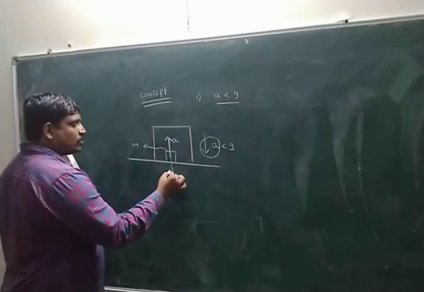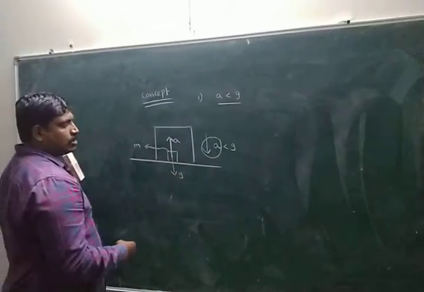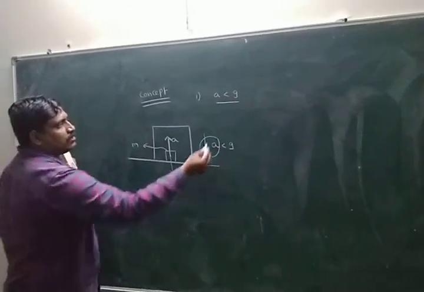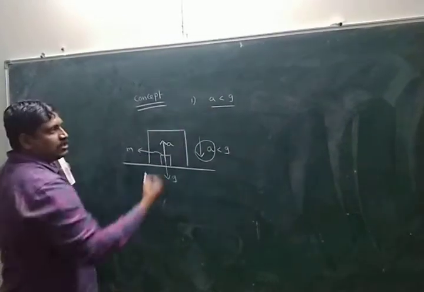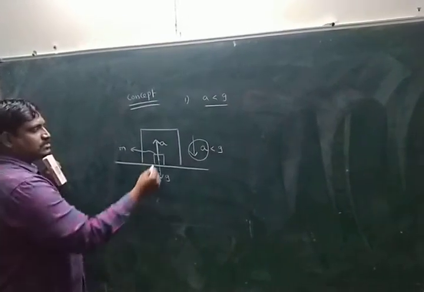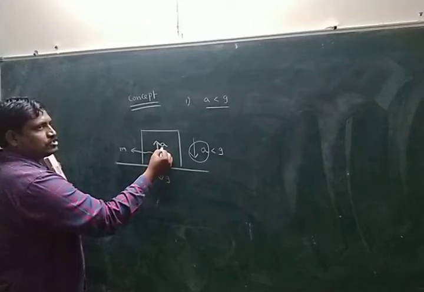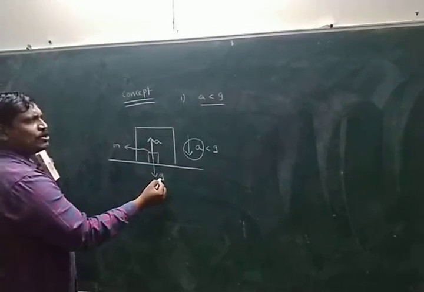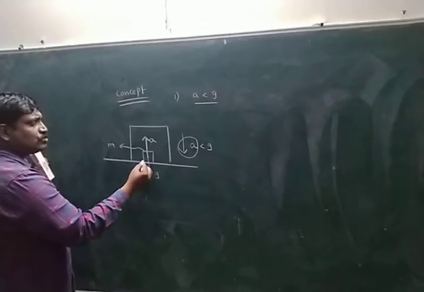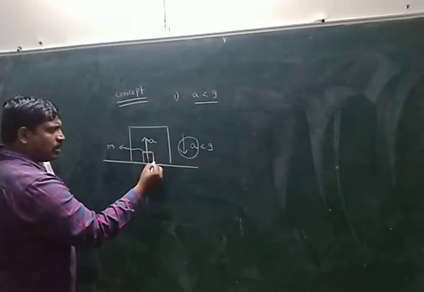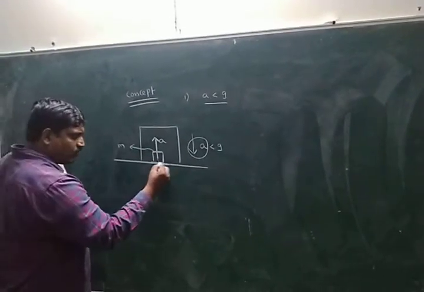Look here now. Here weight always acts vertically downwards. In the situation, according to the condition, the a value is less. Simply, the upward force is less compared to the downward force. So this body always touches the floor.